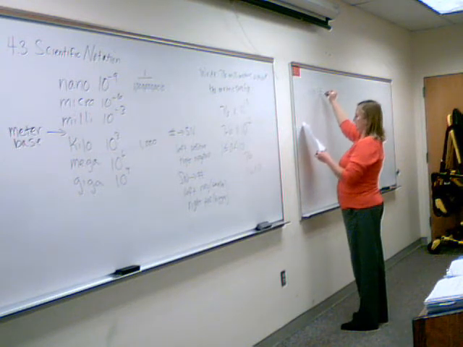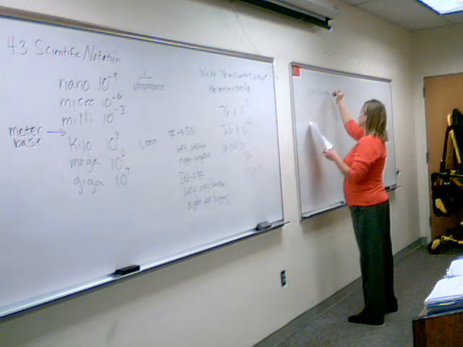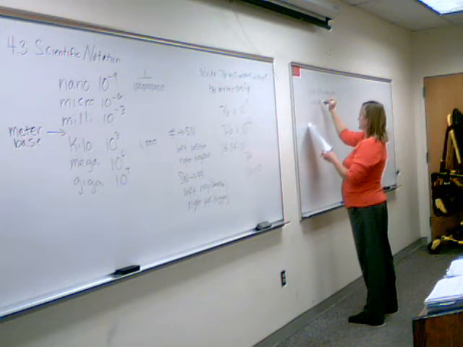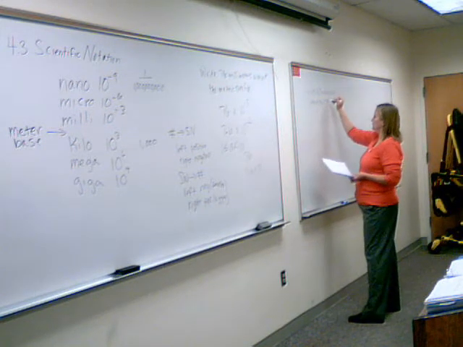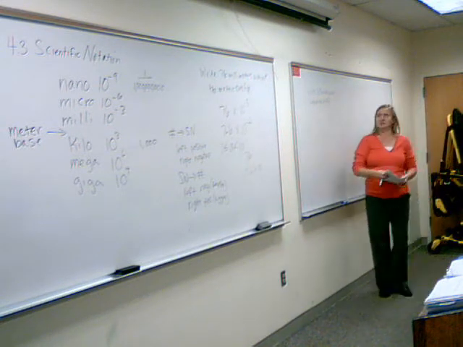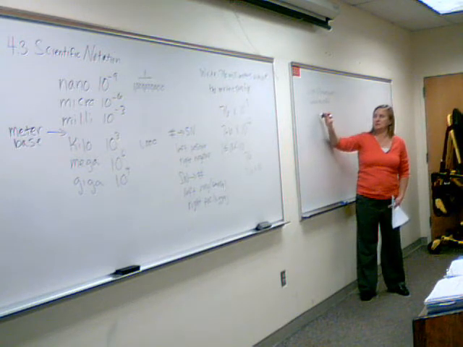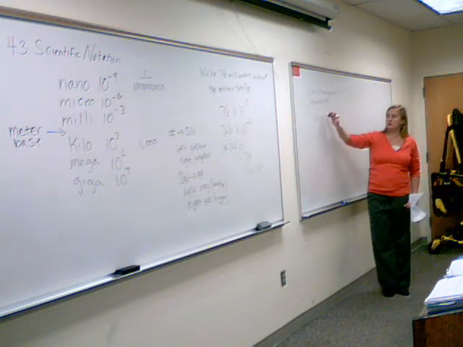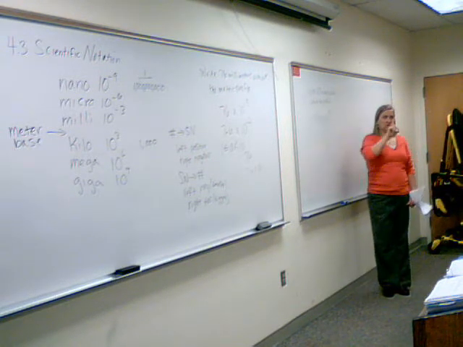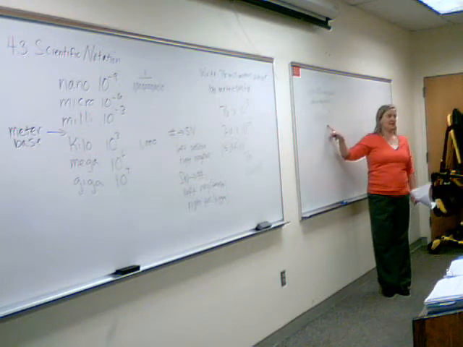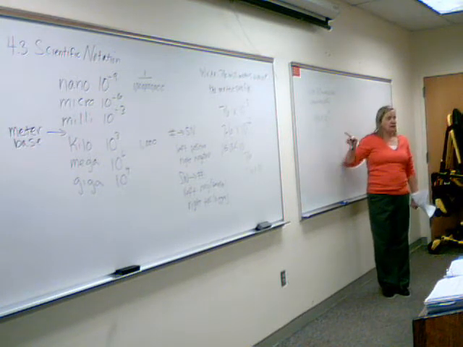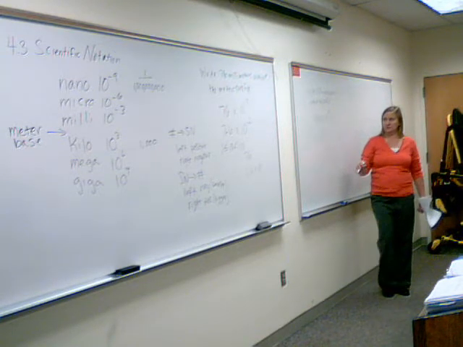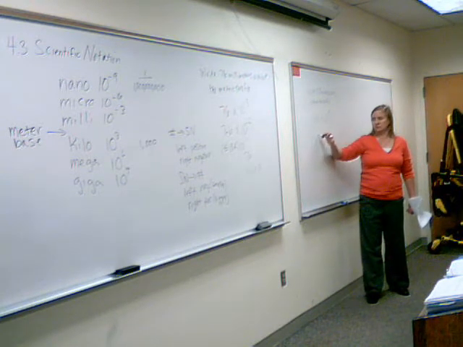Write 183 nanoseconds without the prefix. Okay. So I'm going to start by just saying it's 183, and how do I rewrite a nanosecond? 10 to the -9. So that's my first step, is just rewrite the nano as 10 to the -9. Now I have to put it in scientific notation. 1.83 times 10 to the -7.